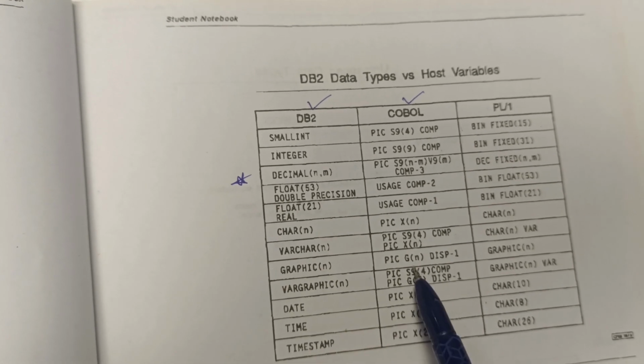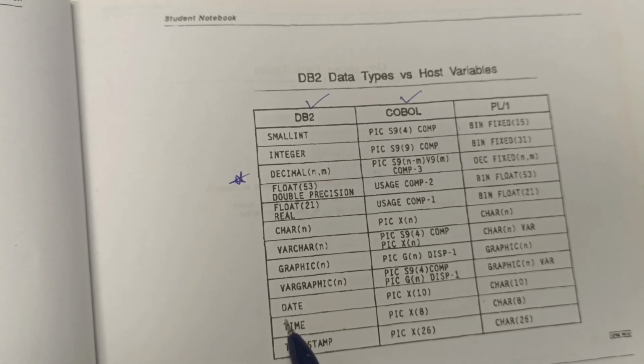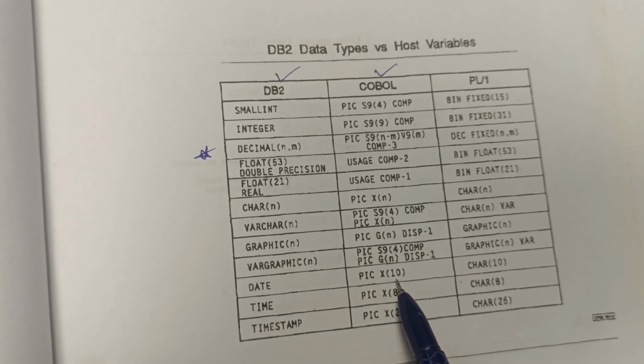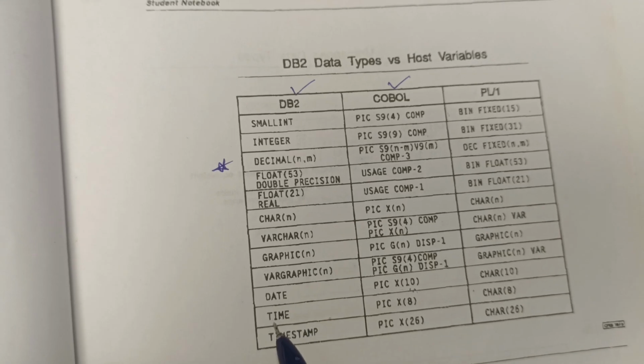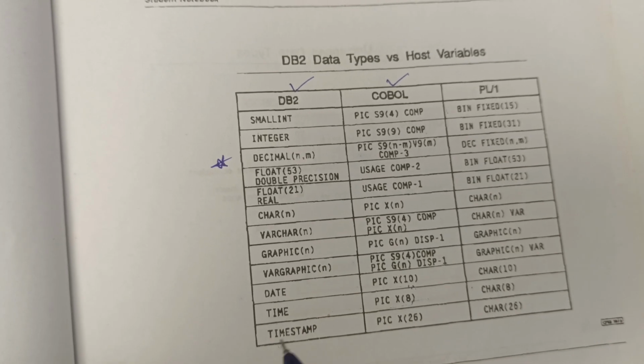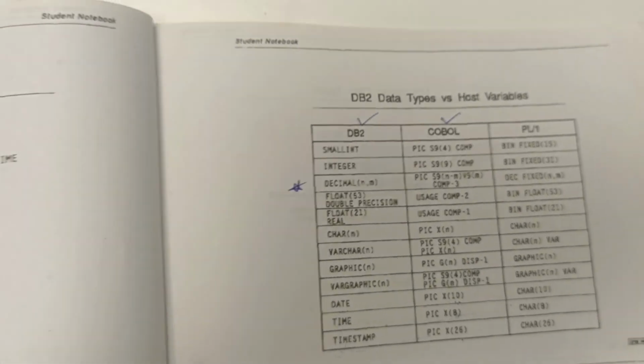Similarly, GRAPHIC(n) and VARGRAPHIC. And the DATE takes 10 bytes, TIME takes 8 bytes and X(8), and similarly TIMESTAMP takes X(26) bytes.